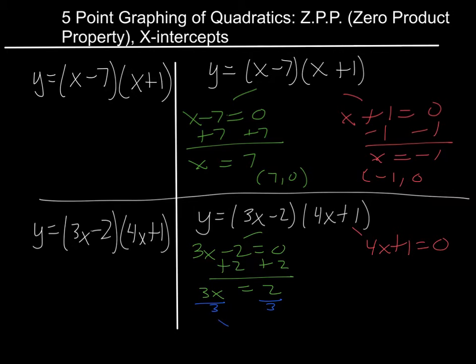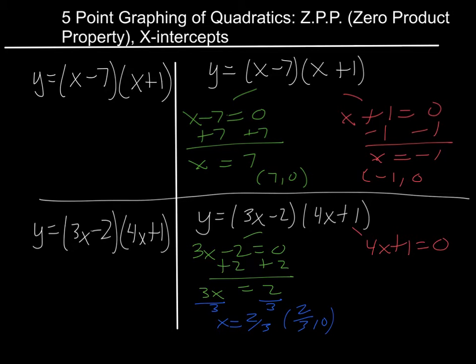So I get x is equal to 2/3. Now that's kind of a weird x-intercept, but it's fine. You can have decimals or fractions as your x-intercepts. That just means it's not crossing at a lattice point. So this is (2/3, 0), that is the point.